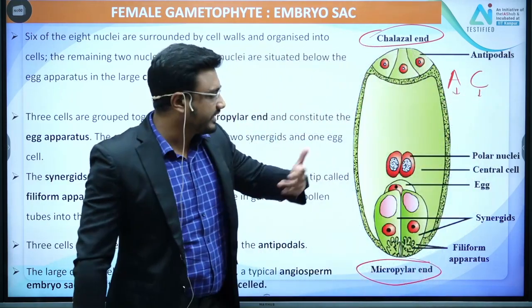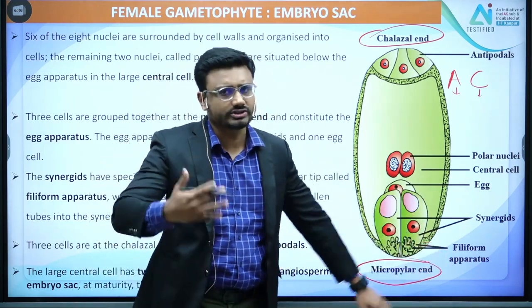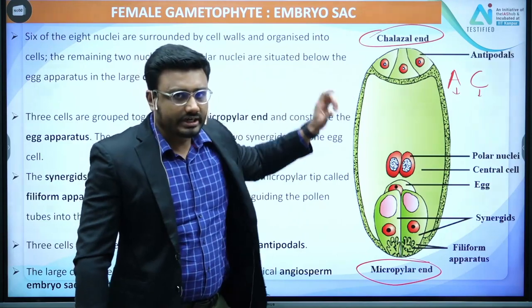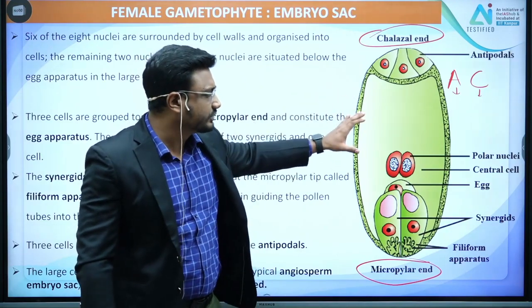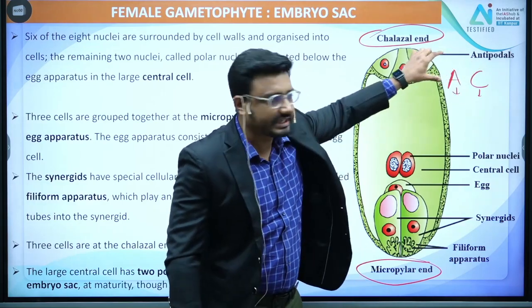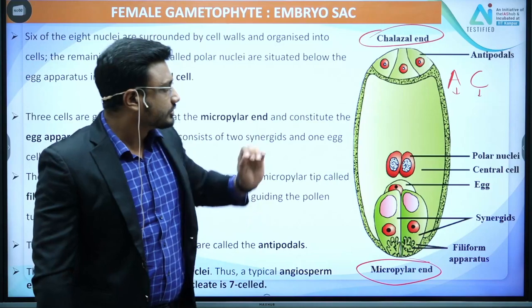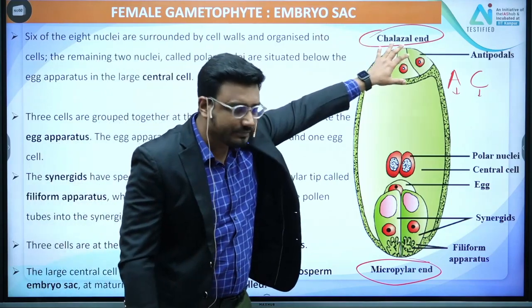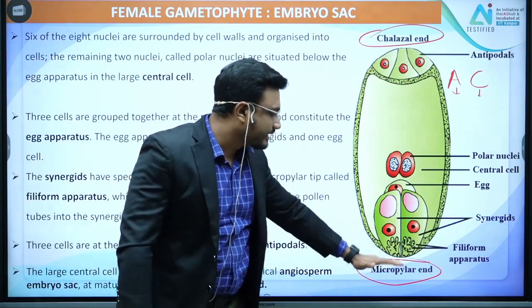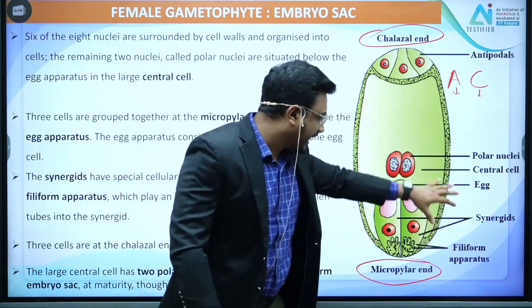So now we know that at the micropylar end, we automatically have the synergids and the filiform apparatus. In order not to get confused, you can remember it like this: AC, the A stands for the antipodals and C stands for the chalazal end. So the chalazal end consists of the antipodals, and the micropylar end consists of the synergids and the egg cell.